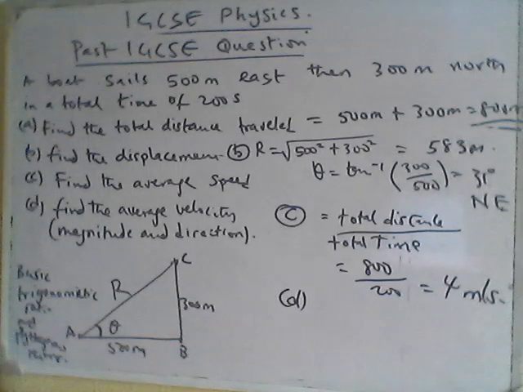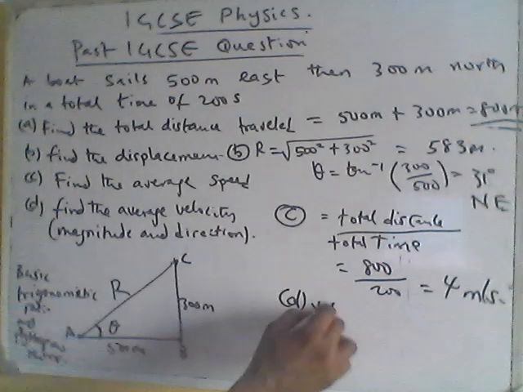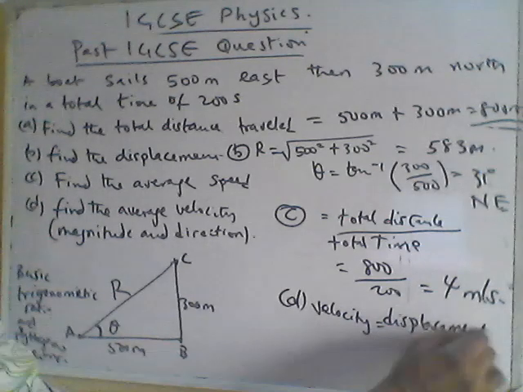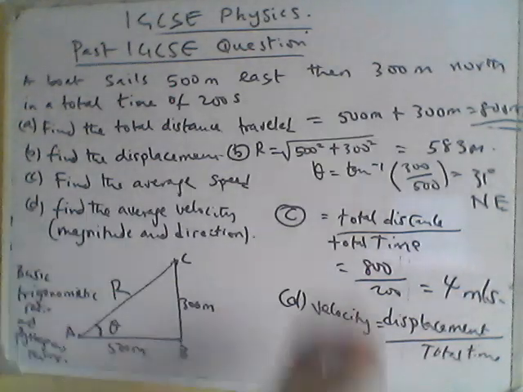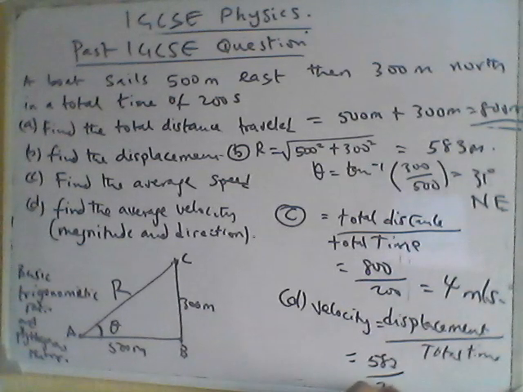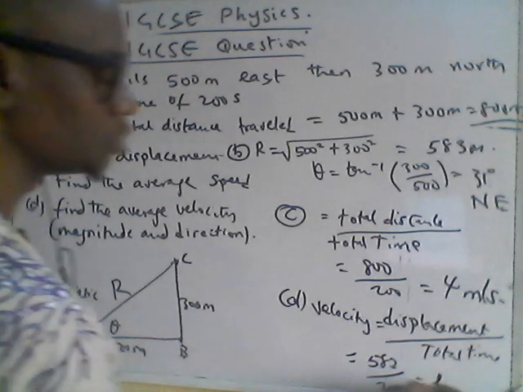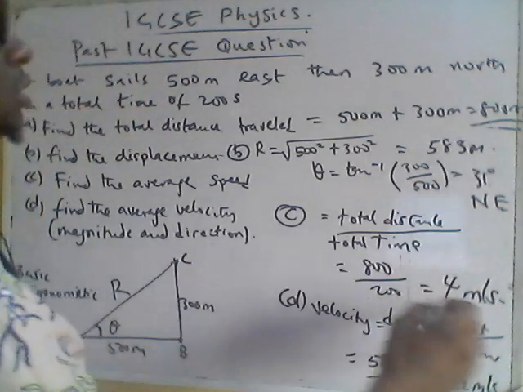Okay, and finally D is my average velocity. That is also a vector. Velocity is displacement over total time, right? Please note that displacement is always a vector. Now displacement, we got it as 583, and time is 200. So by the time I complete, this will give me 2.92 meter per second. So this is the answer for this.